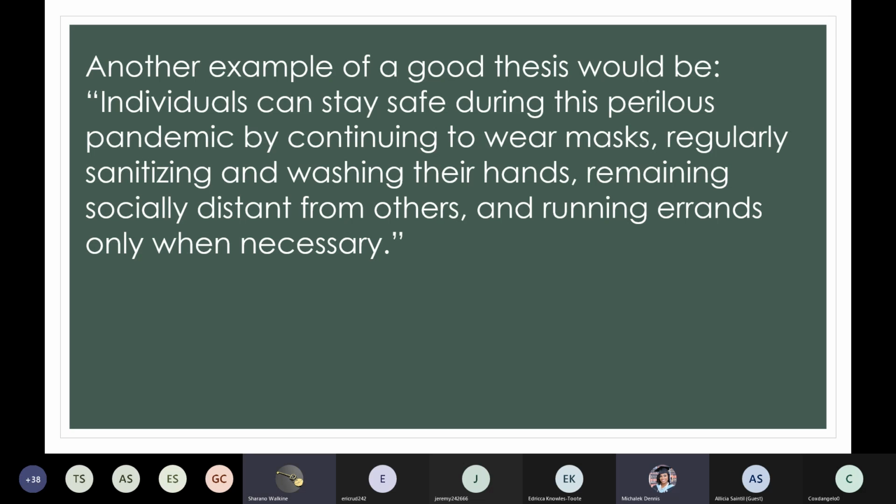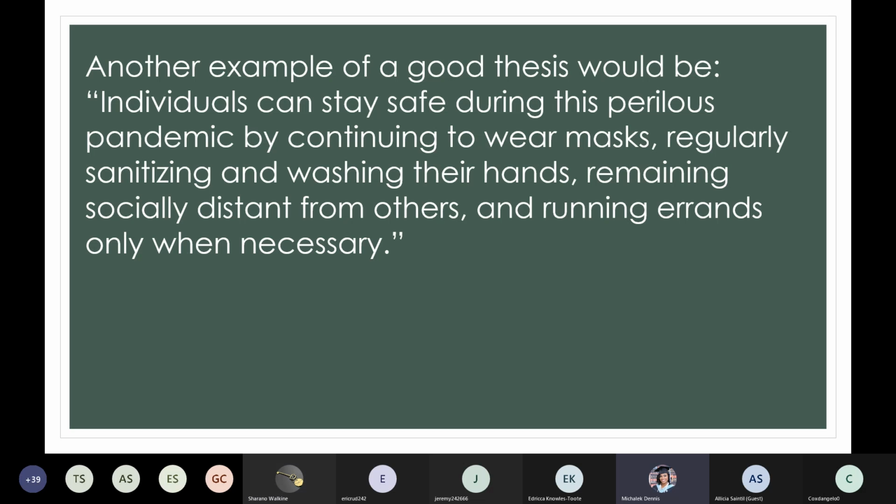Okay, so during this pandemic, by continuing to wear masks, regularly sanitizing and washing their hands, remaining socially distant from others, and running errands only when necessary. So I'm going to read that again. Individuals can stay safe during this perilous pandemic by continuing to wear a mask, regularly sanitize and wash their hands, remaining socially distant from others, and running errands only when necessary.